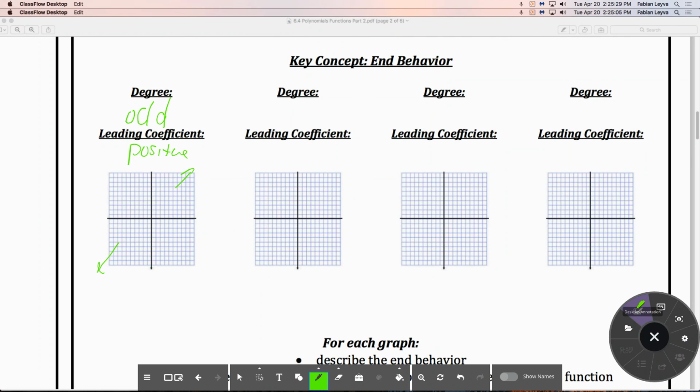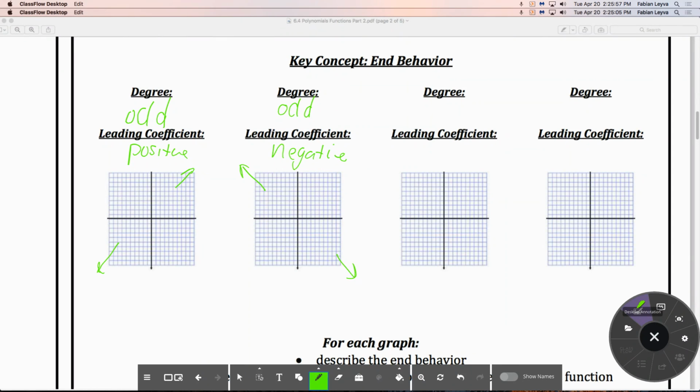Now, do you guys remember what happens when you have a negative leading coefficient? If you ever multiply any function by a negative, what happens to your graph? Do you guys remember? They flip. So I know if I have an odd degree with a positive, it's going to go down then up. What's going to happen with the negative? Instead of going from down, it's going to go up. Instead of ending up, you're going to go down.